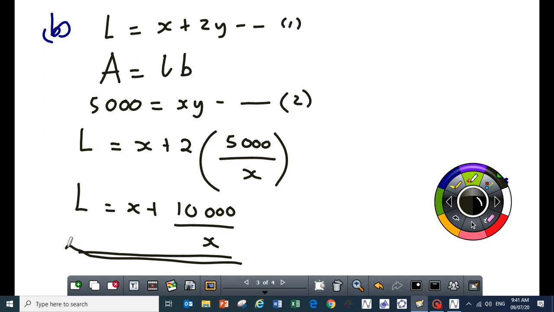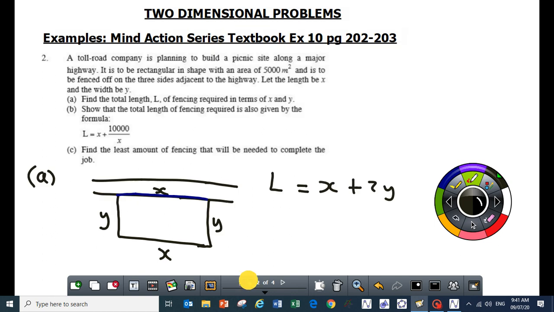Part C, that's where the calculus comes in. The question says, find the least amount of fencing, which is in this case the length L. Find the least amount of fencing that will be needed to complete the job. What is the shortest length that you might need to fence that site? That's what the question is asking.